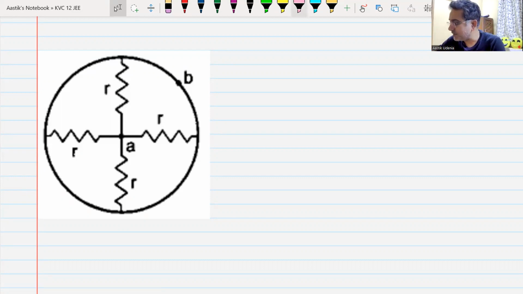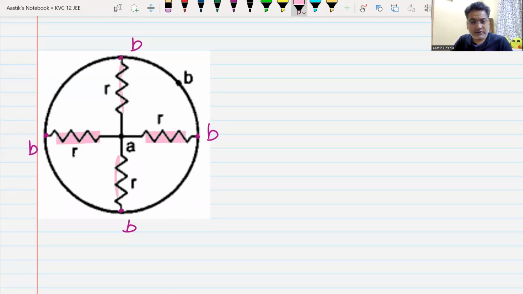See, all these points are B. Parallel connection, sir. This is B, this is B, this is B, and this is also B. Between A and B, all these four are connected. So they are connected in parallel. It becomes R/4 without any other complication. One more. Do it fast.